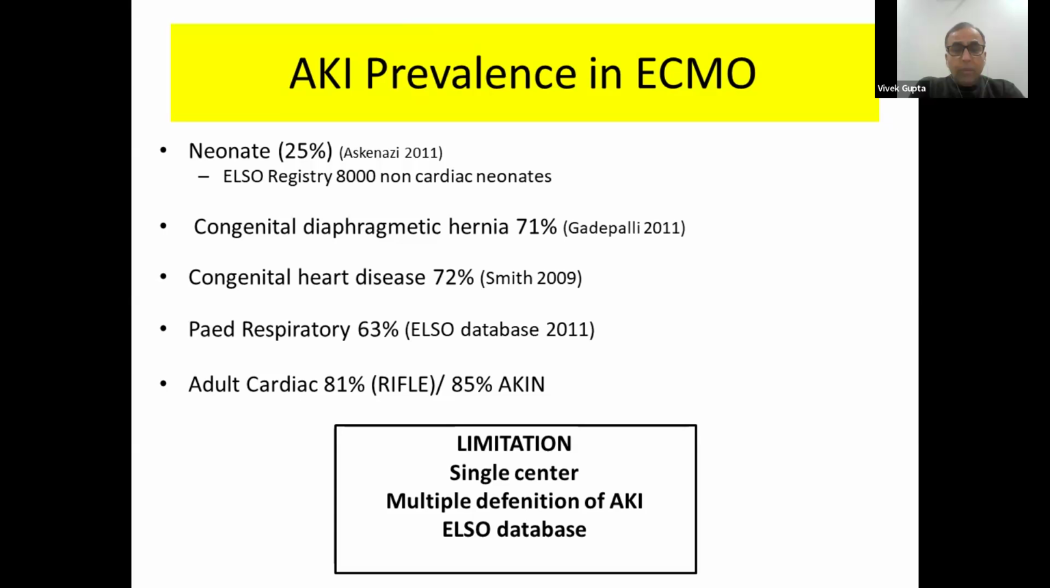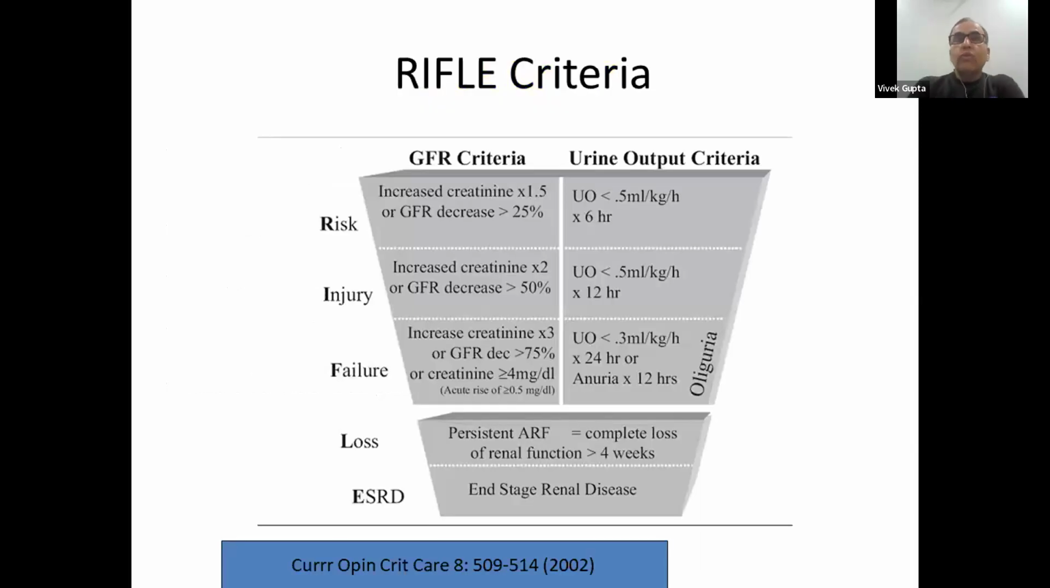The problem is most of these studies use multiple definitions of acute kidney injury, and that is probably one of the biggest drawbacks of all these studies. And it's only the ELSO database, otherwise we don't have much data. So we follow several criteria for identifying acute kidney injury. And one of the common criteria we use is the RIFLE criteria.